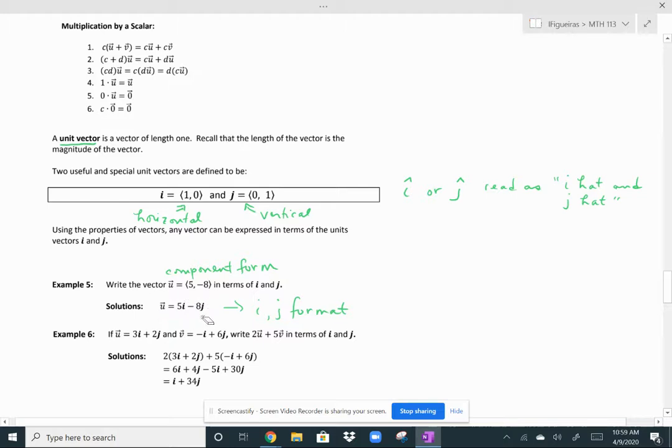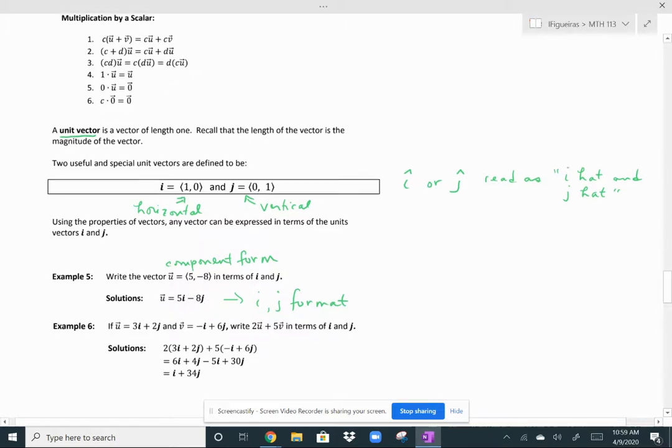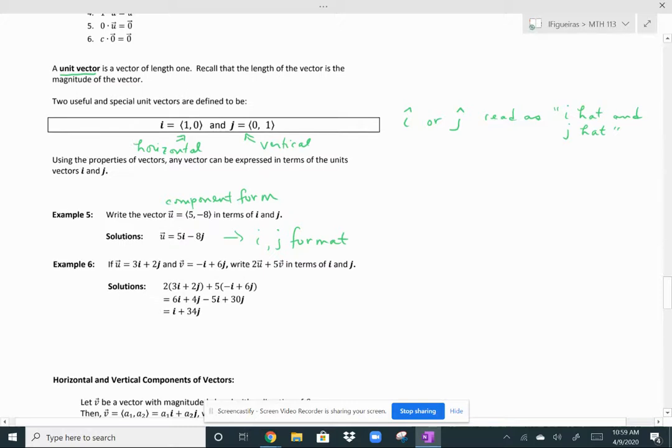Okay. So here on example 6, if u equals 3i plus 2j and v is equal to negative i plus 6j, we're going to write 2u plus 5v in terms of ij. We're going to be using the properties we talked about above. We have scalars multiplied by vectors and we're adding, but we want to represent our answer in ij form.